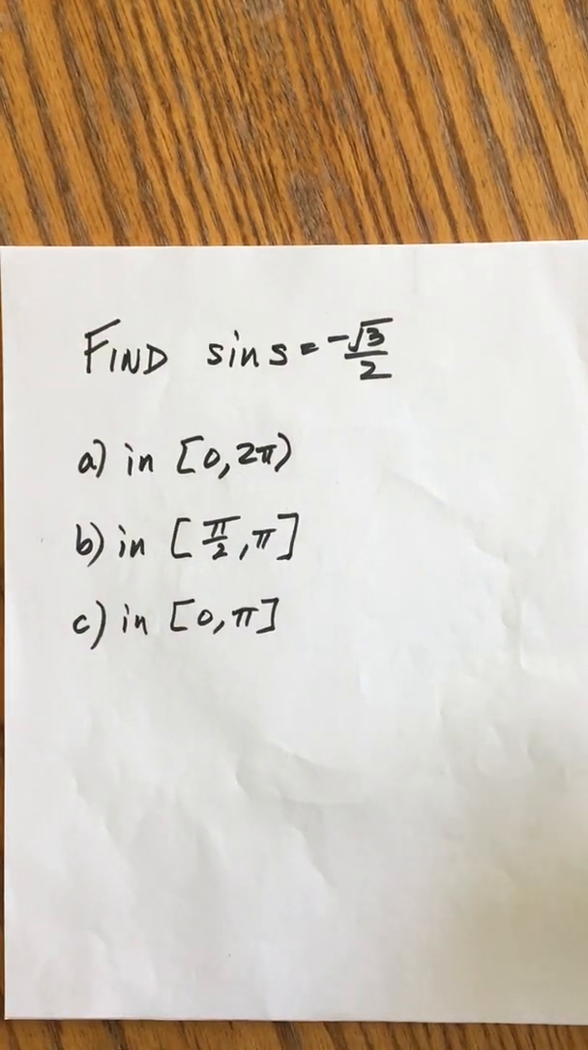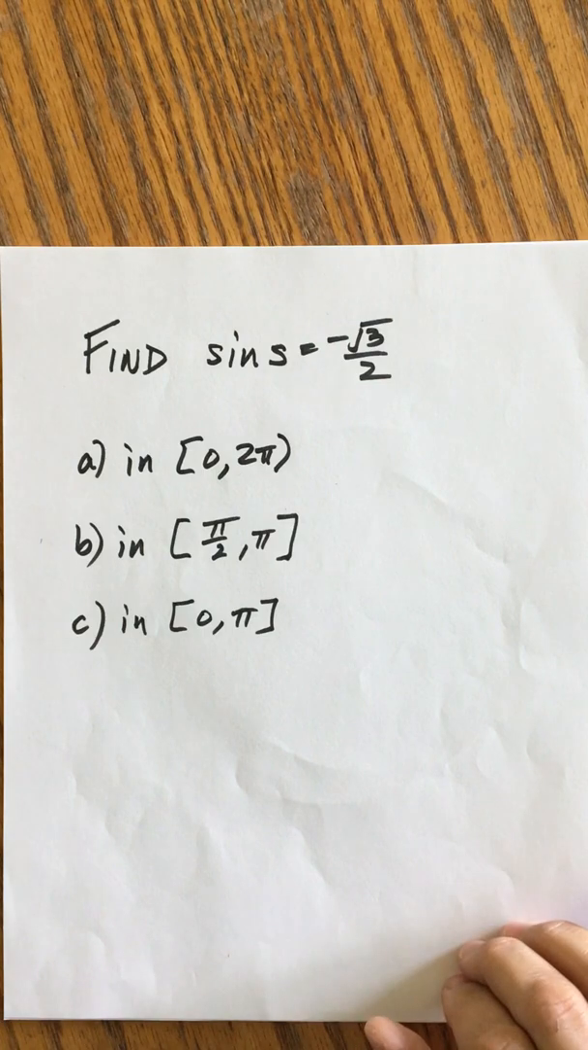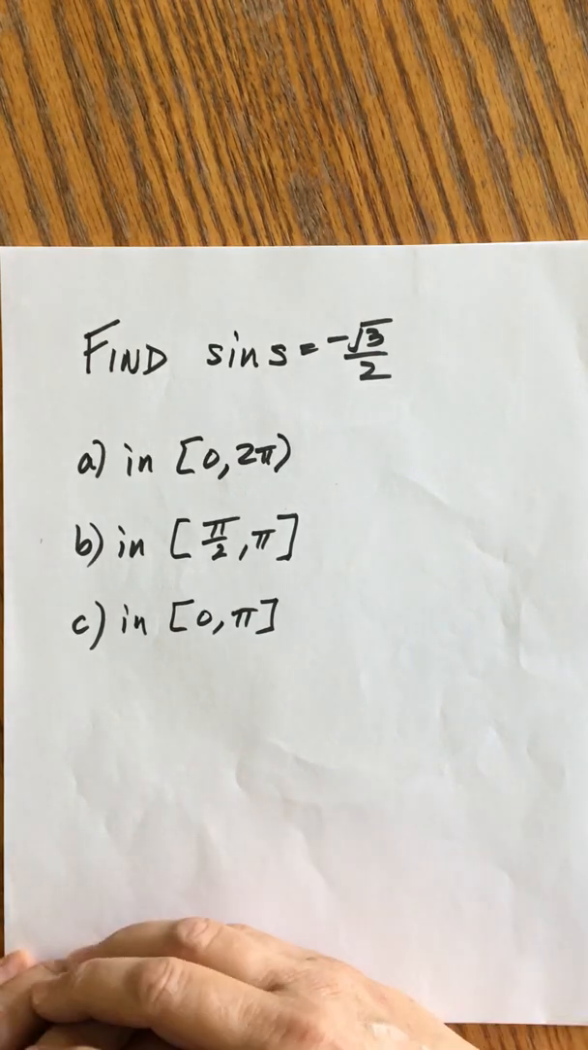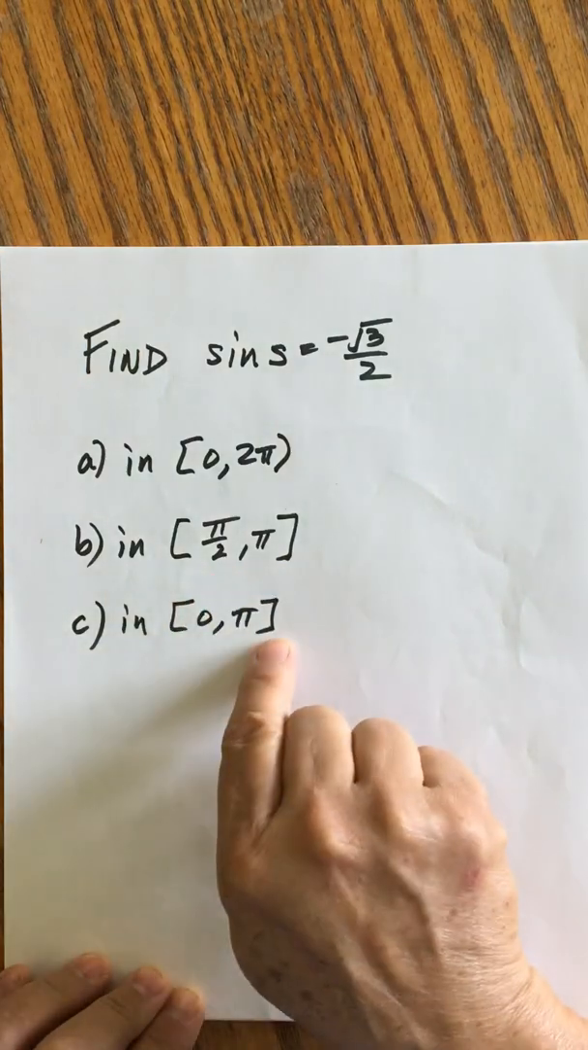Hello, so in this video we're going to look at answering the question: sine of the angle S is equal to the negative square root 3 over 2. And I'm going to look for that answer in three different intervals, from 0 to 2 pi, from pi over 2 to pi, and from 0 to pi.